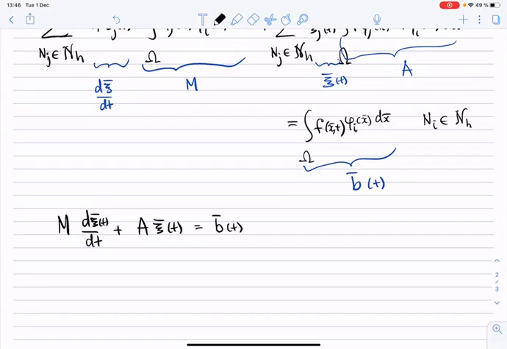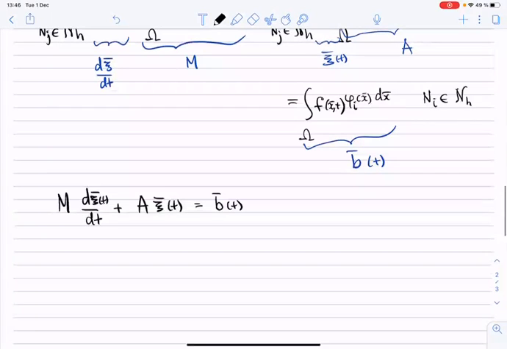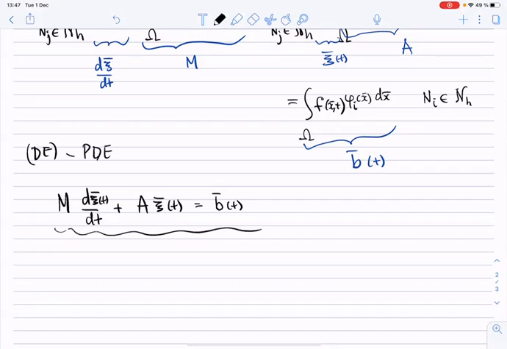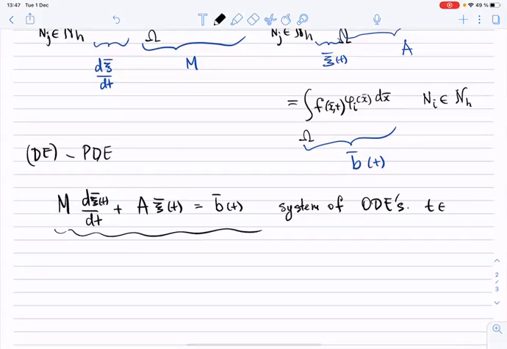Okay, so we had the PDE, the partial differential equation, but this equation that we got is a system of ODEs. Time is changing from 0 to capital T, and we have to define an initial condition for this.